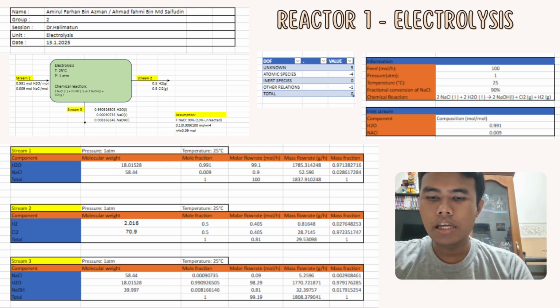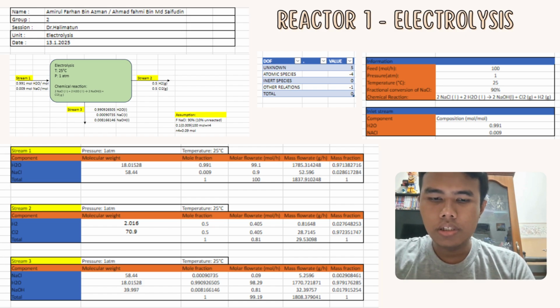As for the inlet stream, the components are water and sodium chloride, in stream 1, at a pressure and temperature of 1 atm and 25 degrees Celsius. For water, the mole flow rate is 99.1 mol per hour. As for sodium chloride, the mole flow rate is 0.9 mol per hour. As for stream 2, the pressure and temperature are the same, 1 atm and 25 degrees Celsius. Hydrogen gas has a molar flow rate of 0.405 mole per hour. As for chlorine gas, the molar flow rate is 0.405 mole per hour, so the total is 0.81 mole per hour for stream 2.